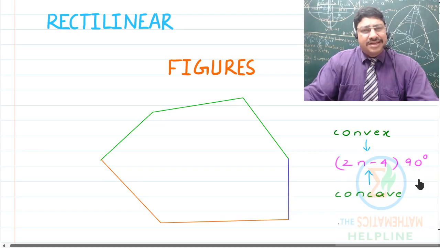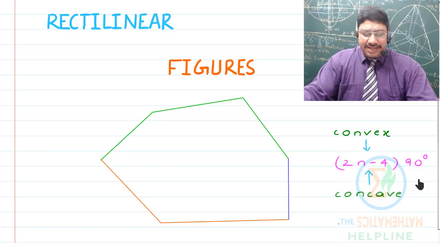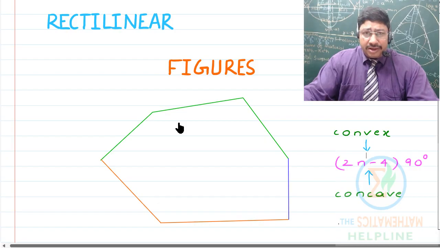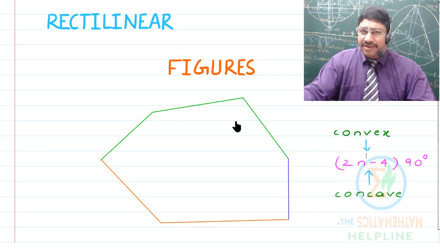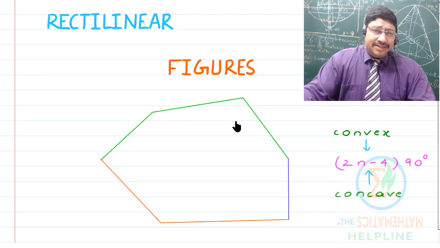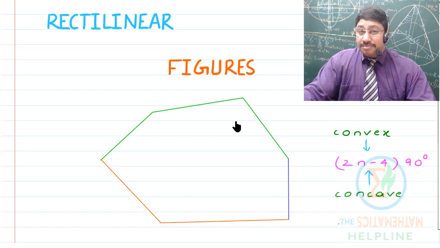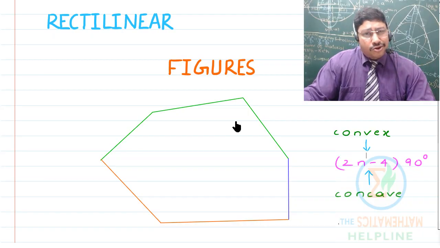Now that you know this, let's go to the next step and try to prove it. A convex polygon is one which has all of its interior angles less than 180. Here this is a hexagon, and you will not be able to find a single vertex where the angle is greater than 180 degrees. In other words, all of these angles are either acute or obtuse. None of these are reflex. If at least one had been reflex, this polygon would have been said to be a concave polygon.